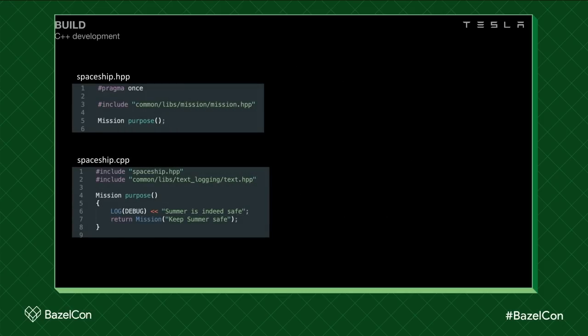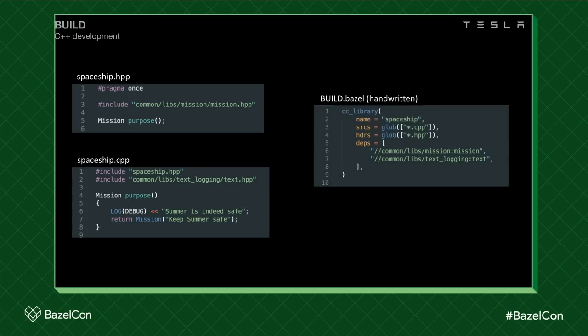To create a new library, we need to create a new header and source file. We then add includes for the dependencies. And finally, we need to create a CC library target in the build file with the correct deps. From a different perspective, it looks like we're updating the dependency graph twice, once in C++ and again in Bazel.